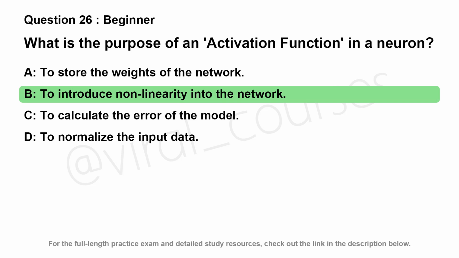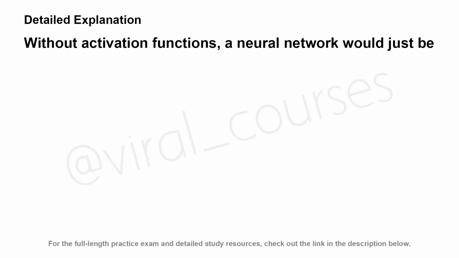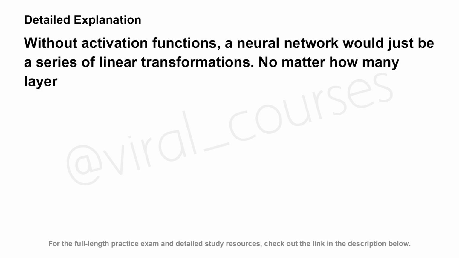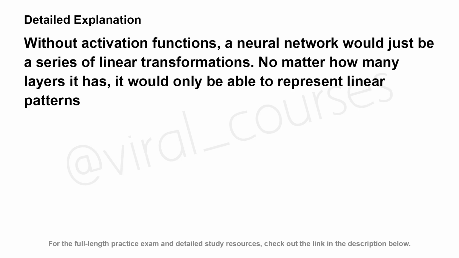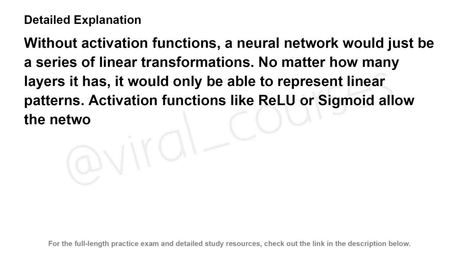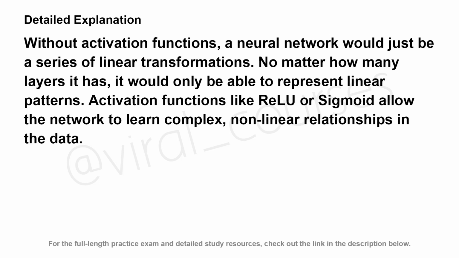The correct answer is B. Without activation functions, a neural network would just be a series of linear transformations, no matter how many layers it has. It would only be able to represent linear patterns. Activation functions like ReLU or sigmoid allow the network to learn complex, nonlinear relationships in the data.